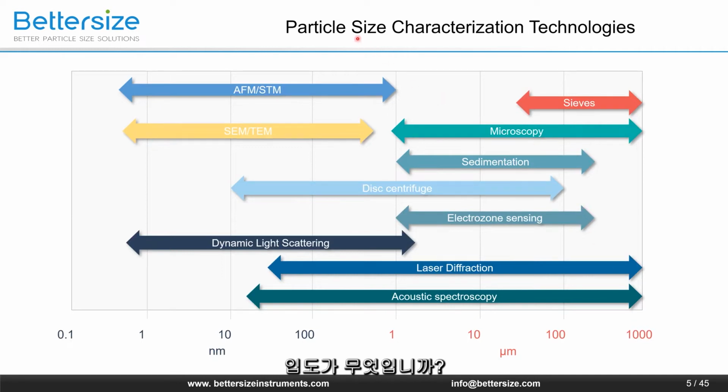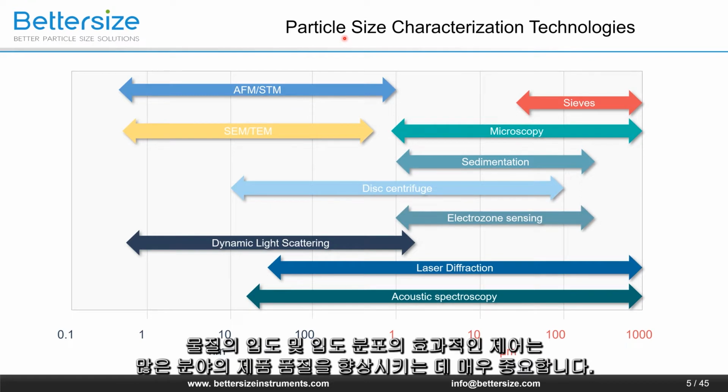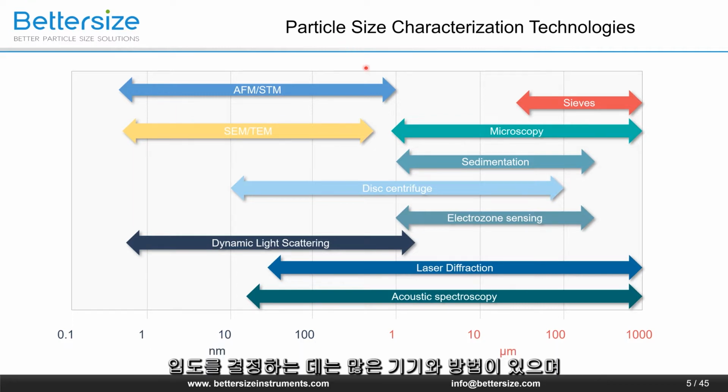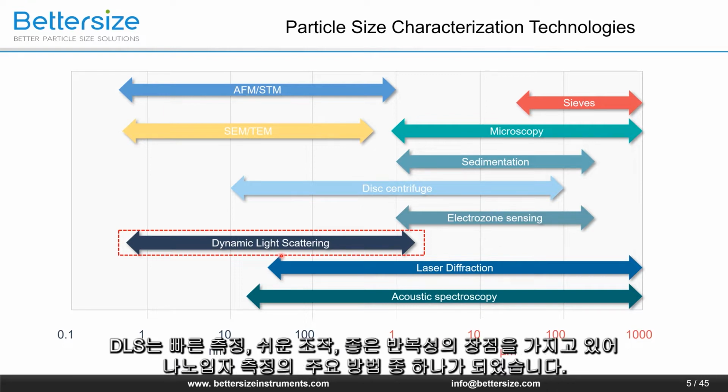What is particle size? It is a physical property to indicate how small or large a particle is. The effective control of the particle size and size distribution of materials is of great significance in many fields to improve product quality. There are many instruments and methods for particle sizing, and dynamic light scattering (DLS) is one of the most popular means for characterizing submicron and nanomaterials. DLS has advantages including fast measurement, easy operation, and good repeatability, and thereby becomes one of the principal methods for nanoparticle measurement.